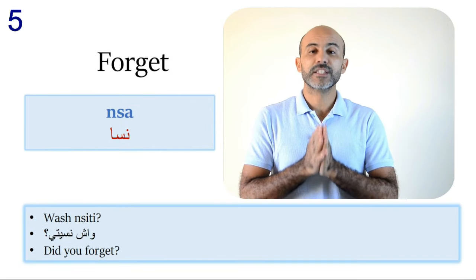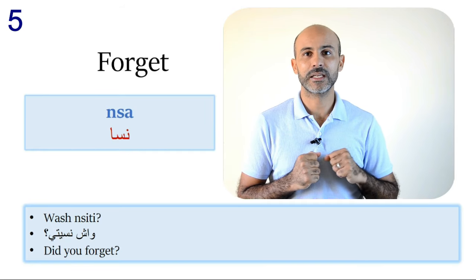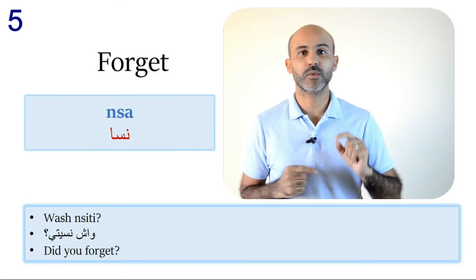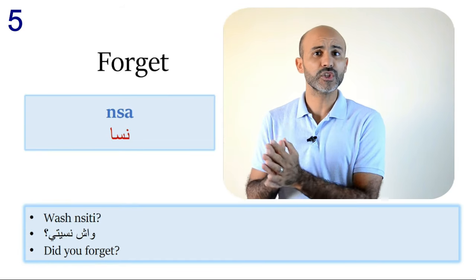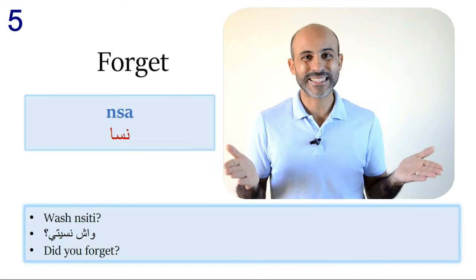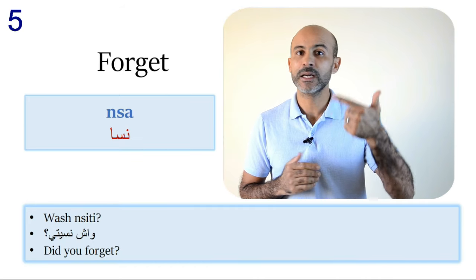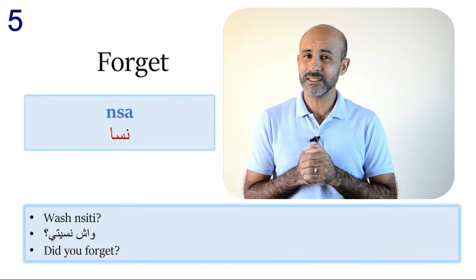This verb is forget, which is انسى. If you're talking to a girl, it will be انساي. And if you're talking to a man, a group of people, it will be انساو. انسى, انساي, انساو.